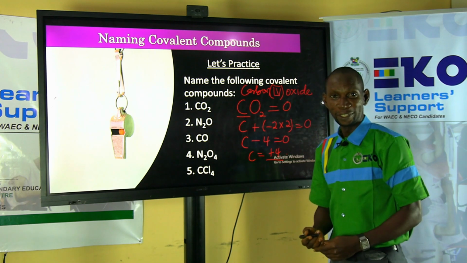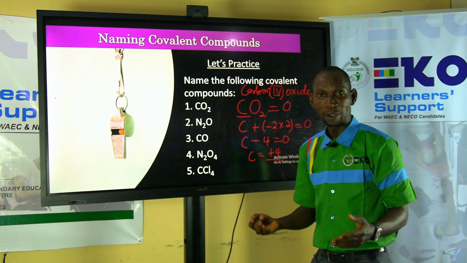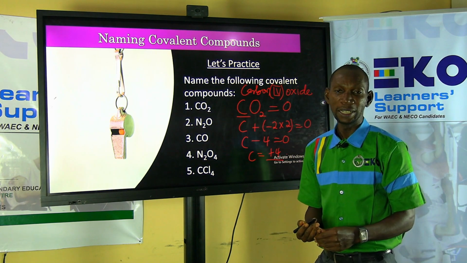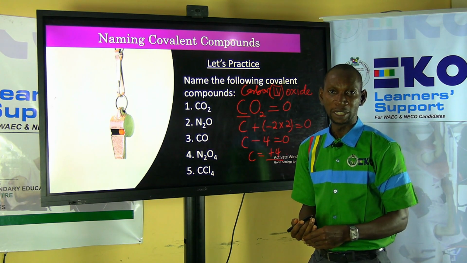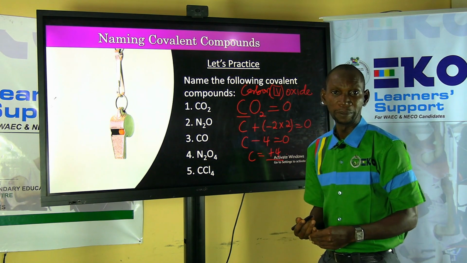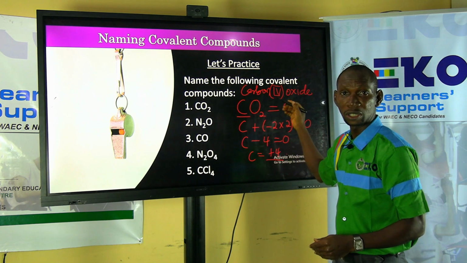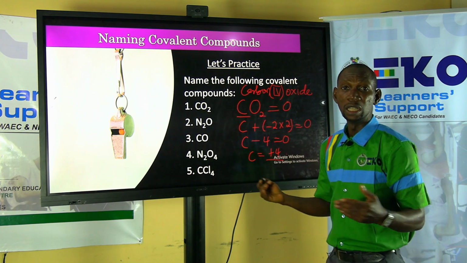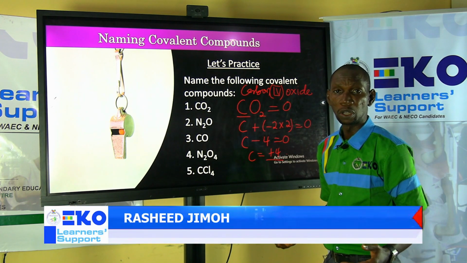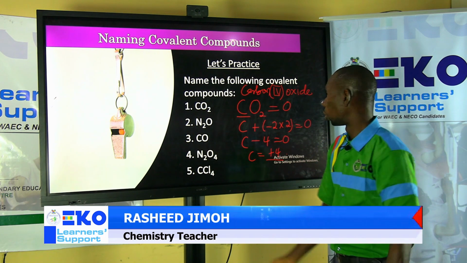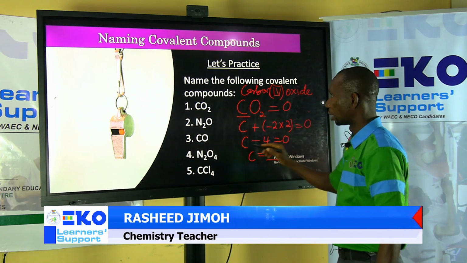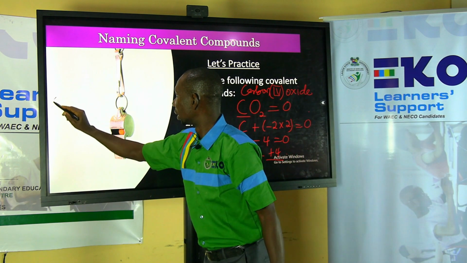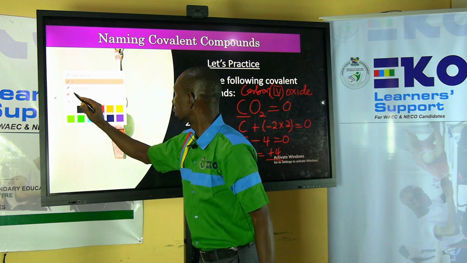Yeah, you just said that. That's how the name carbon(IV) oxide was derived. It's exactly this way. It's because the oxidation state of carbon in that compound is +4, and that's why we call it carbon(IV) oxide. Let's move and look at others very quickly.